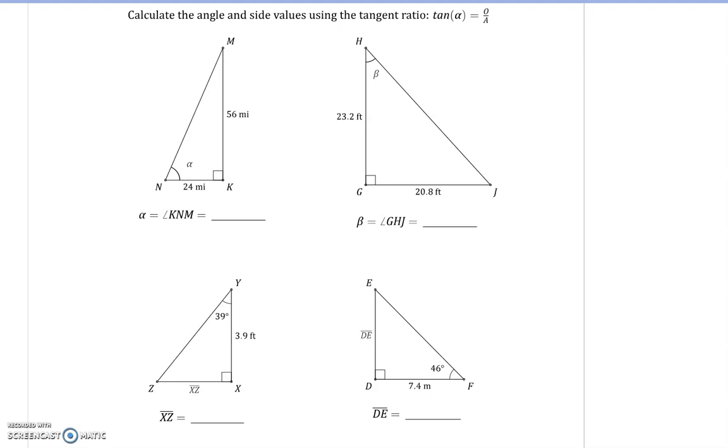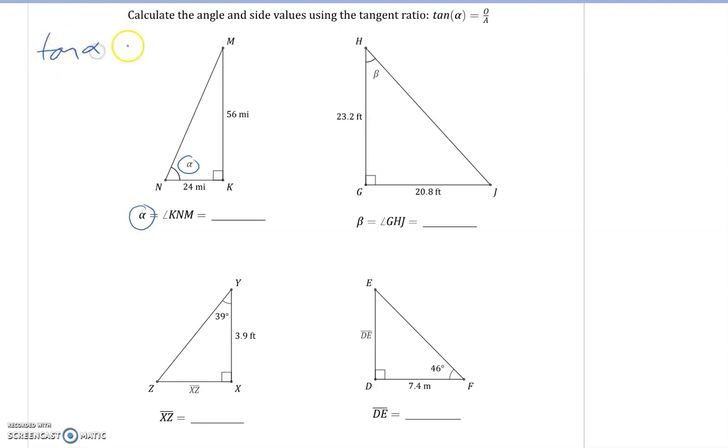Okay, we're going to practice using our tan theta ratio to solve for sides and angles, and we are going to be pretty explicit in terms of laying out the work like we should when we start out, and to make sure everything works out nicely. So we'll start with this one over here. We're looking for the alpha angle. That's Greek letter alpha right there, so we're looking for that angle right there.